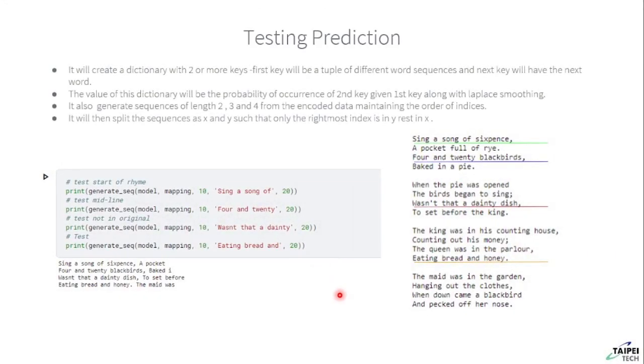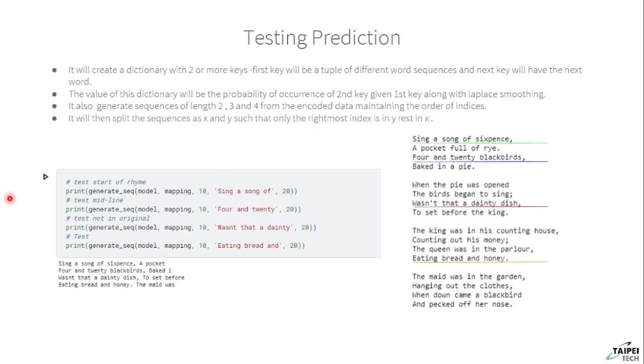And you can see this is the testing prediction in our model. It will create a dictionary with 2 or more keys. The first will be a tuple of a different word sequence, and the next key will have the next word. The value of this dictionary will be the probability of occurrence of the second key given the first key, along with Laplace smoothing. It also generates sequences of length 2, 3, and 4 from the encoded data, maintaining the order of indices. It will then split the sequence into X and Y, such that only the rightmost index is in Y and the rest is in X.